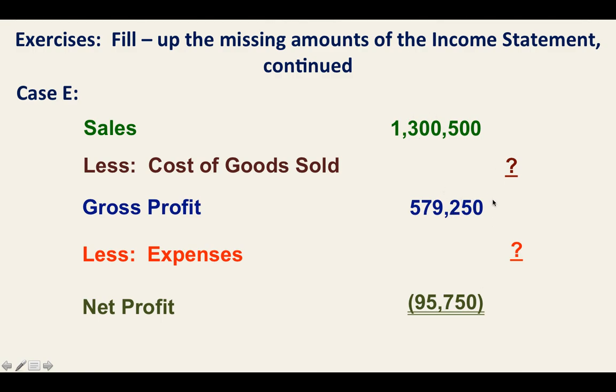Okay, so in this case, to compute cost of goods sold, we will deduct 579,250 from sales. So we will be able to determine the cost of goods sold at 721,250. So this is negative again. So instead of deducting this amount, we will add because this is negative. If it is negative, we will have to add. So 579,250 plus 95,750 will give you 675,000. Okay, class?